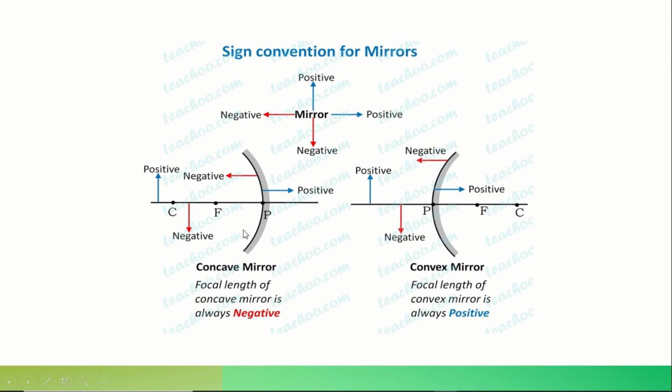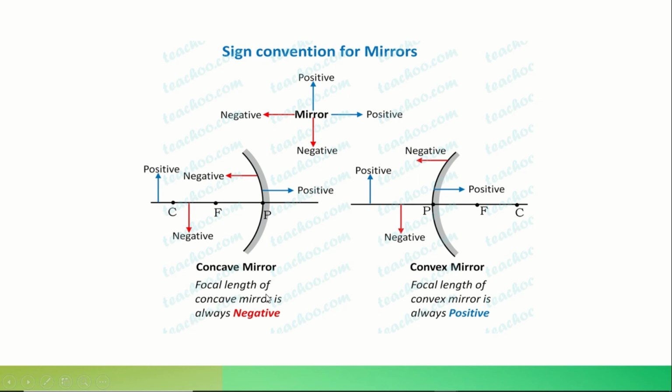So this is in the case of concave mirror. Here, the object is always placed on the left hand side, so the object distance will always be negative, and the image formed on the right hand side will always be positive. And if the image is inverted, below the principal axis, then it will become negative. If it is above the principal axis, then it will become positive.